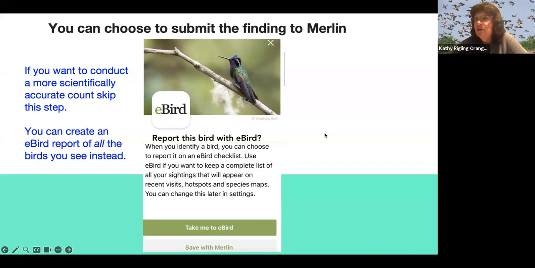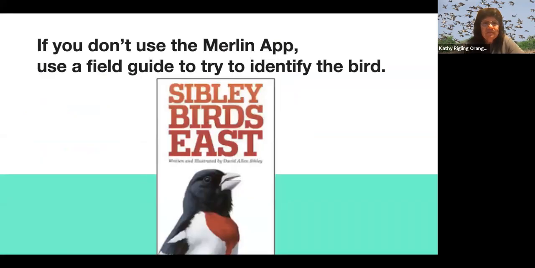Now, if you're working with younger students like preschool, kindergarten, first grade, you could simply do your bird count on Merlin. As long as you have an account on eBird and you want to report it from Merlin, you can say save with Merlin, and that bird's been reported. But it's not as scientific as going to eBird, because Merlin can't report numbers of birds. You can only report seeing a species, but it's great for younger students. If you don't use the Merlin app, use a field guide. They're pretty easy to use.